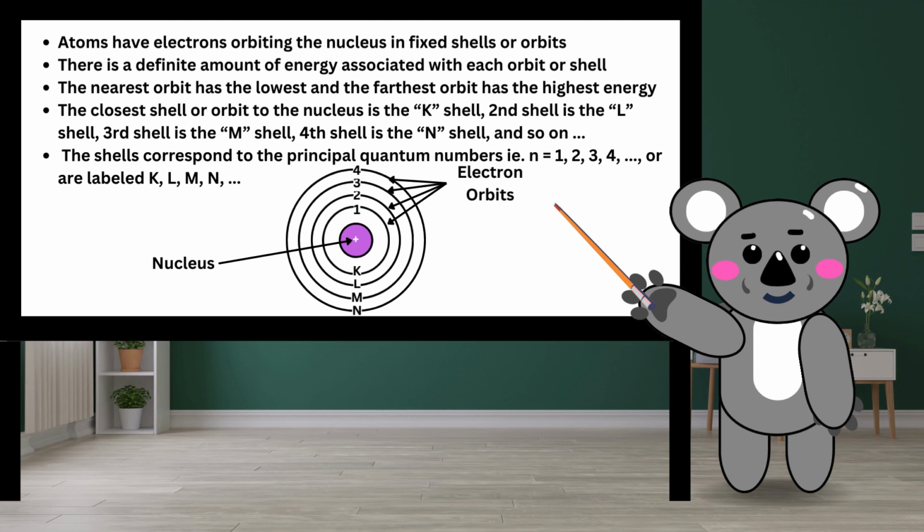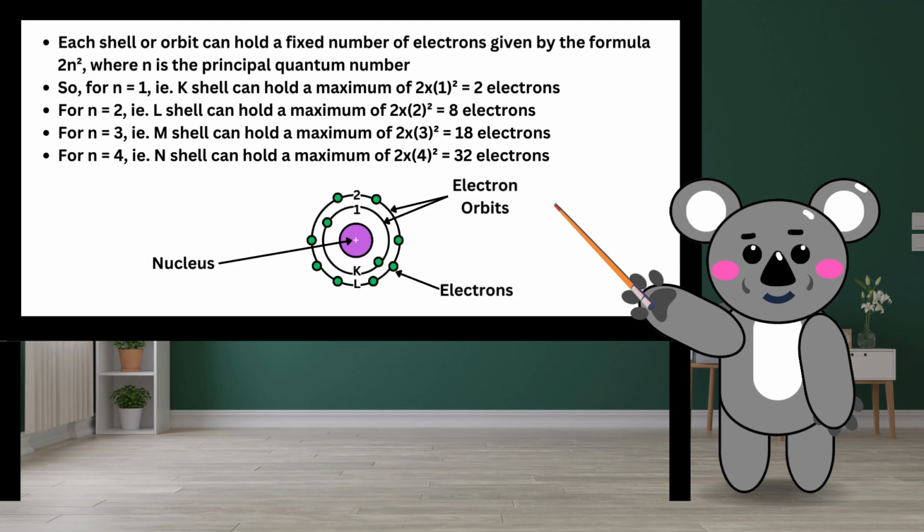2, 3, 4 respectively. Each shell or orbit can hold a fixed number of electrons, given by the formula 2n square, where n is the principal quantum number. So, for n equals 1, that is, K shell can hold a maximum of 2 into 1 square equal to 2 electrons. For n equals 2, that is, L shell can hold a maximum of 2 into 2 square equal to 8 electrons. For n equals 3, that is, M shell can hold a maximum of 2 into 3 square equal to 18 electrons. For n equals 4, that is, N shell can hold a maximum of 2 into 4 square equal to 32 electrons.